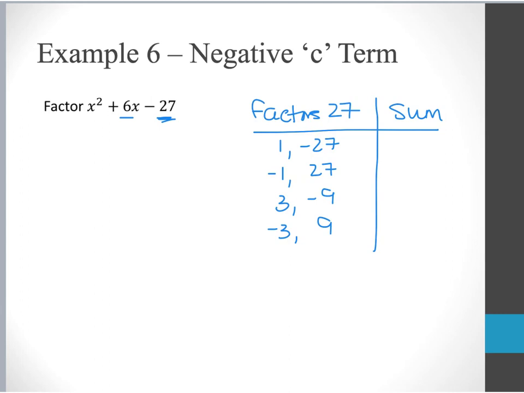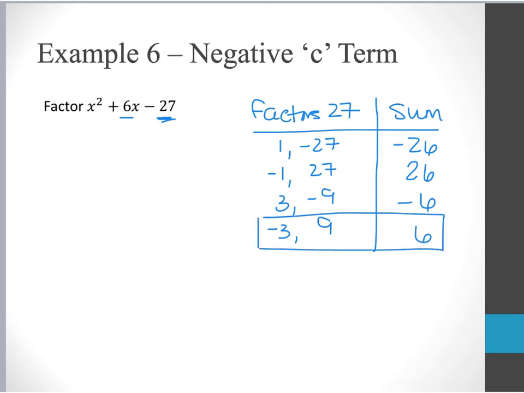So now if I add these up, I have 1 and negative 27 is going to give me a negative 26. Negative 1 and a positive 27 is going to give me a positive 26. 3 and negative 9 is a negative 6. And negative 3 plus 9 will give me a positive 6. And that's actually what I was looking for. So my factors will be x minus 3 times x plus 9.